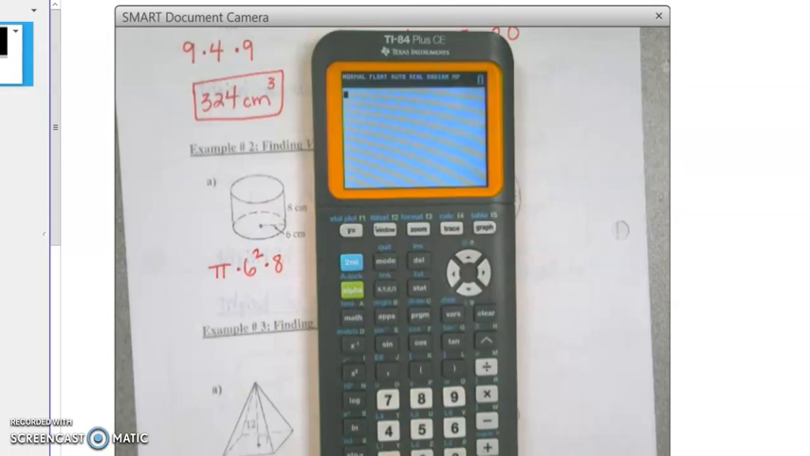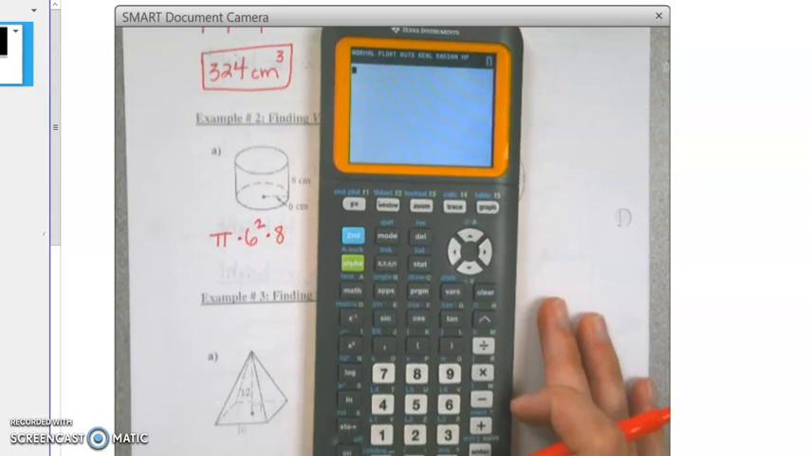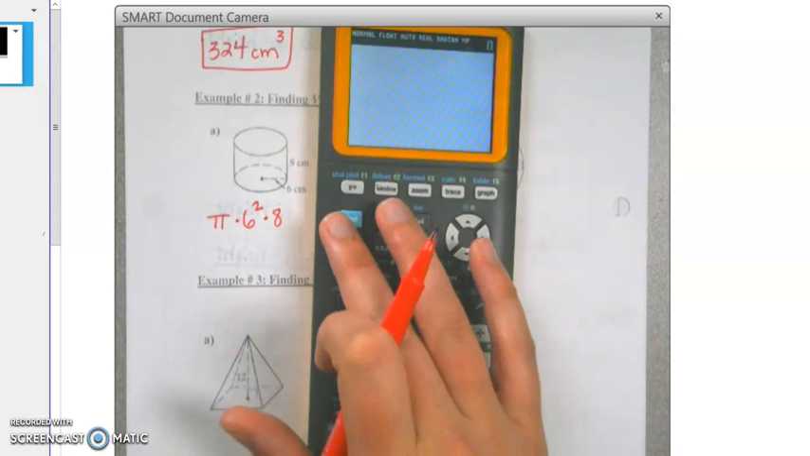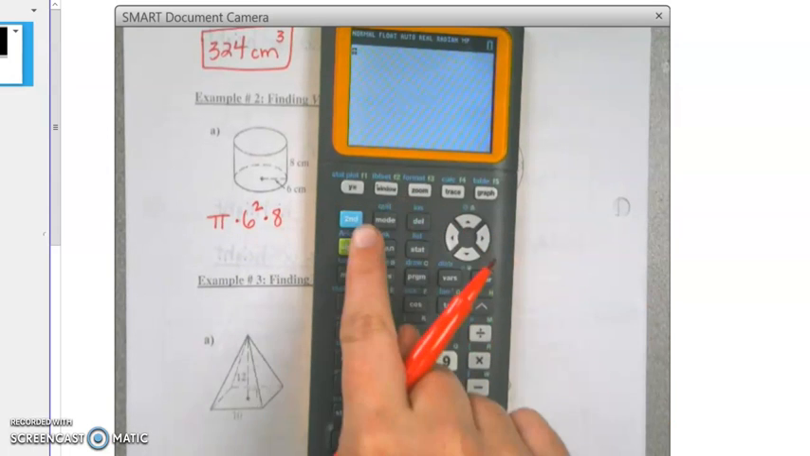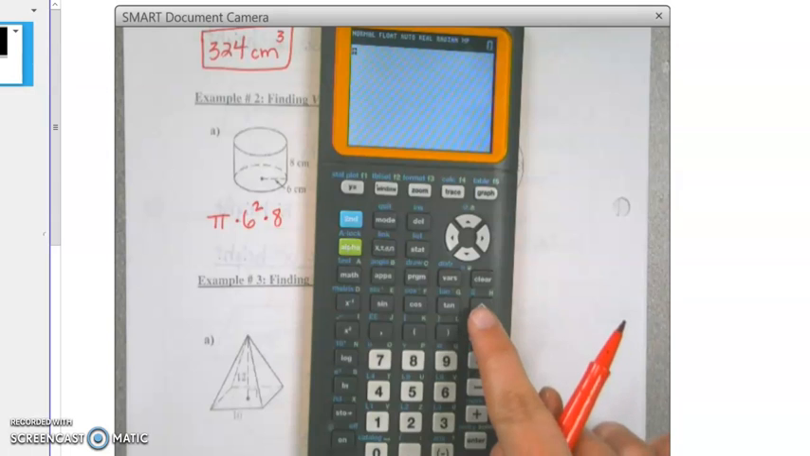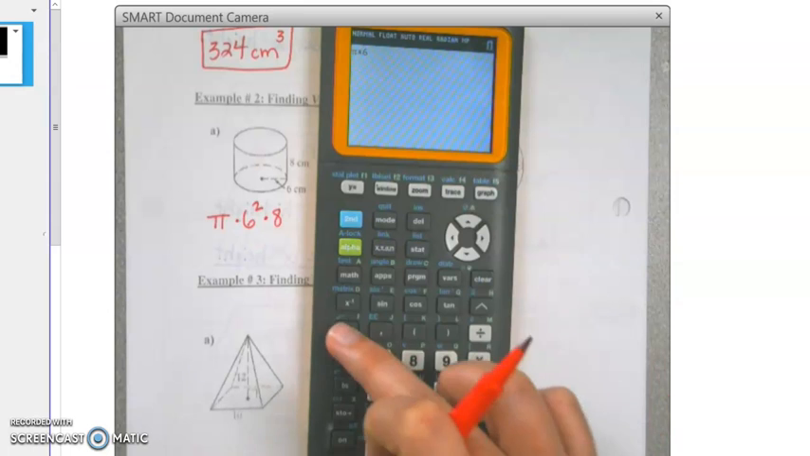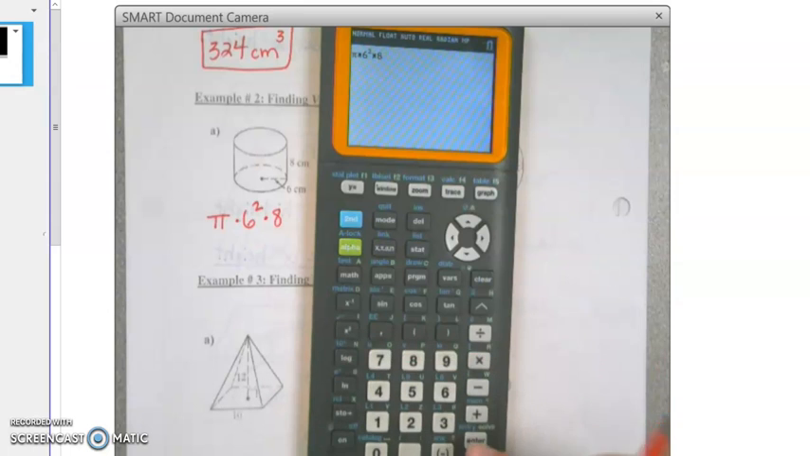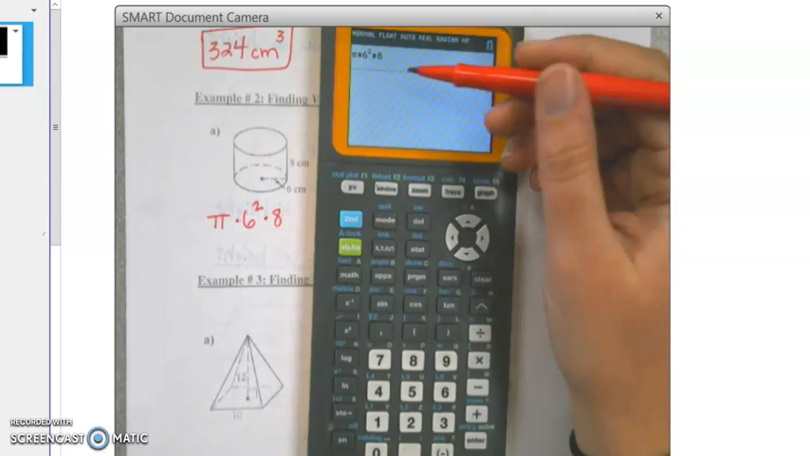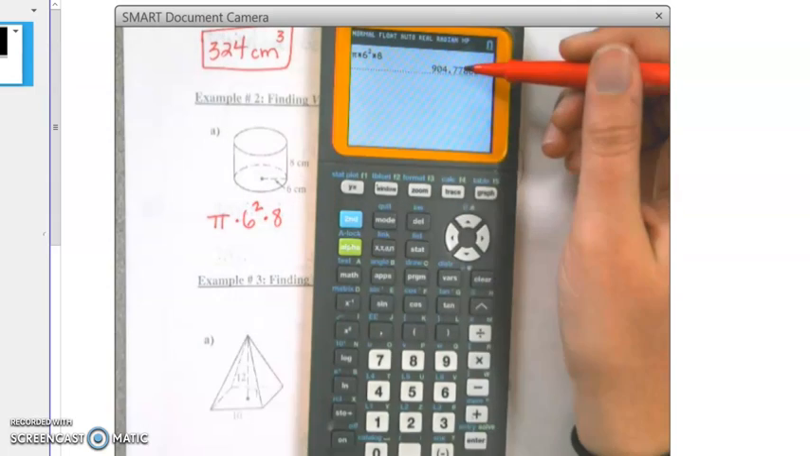So if you're using Desmos, you can find the pi button on the little keyboard at the bottom. If you're using a school calculator, if you hit second, which is over here, the blue one, and this little up symbol, you see there's a blue pi symbol above it, that'll get you pi. So pi times 6 squared times 8 gets me 904 point, we're going to round 78.